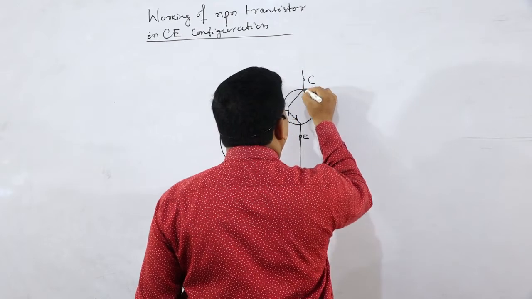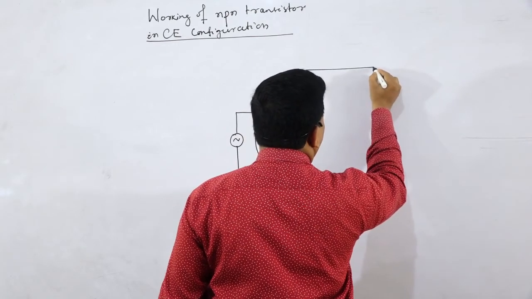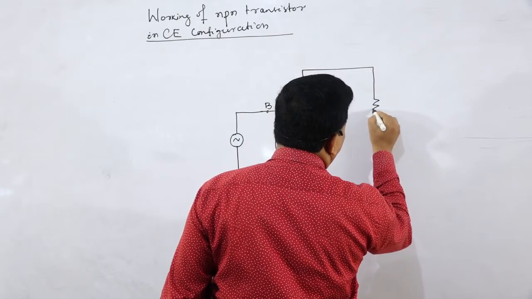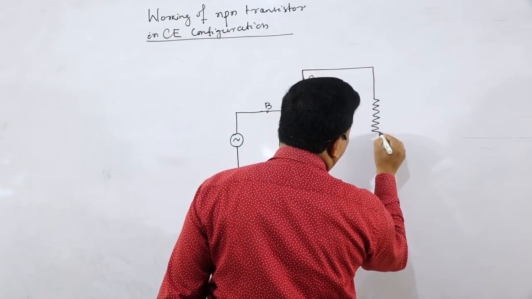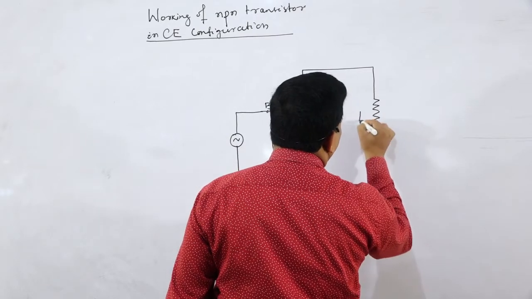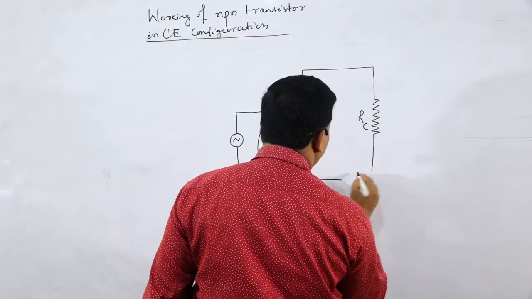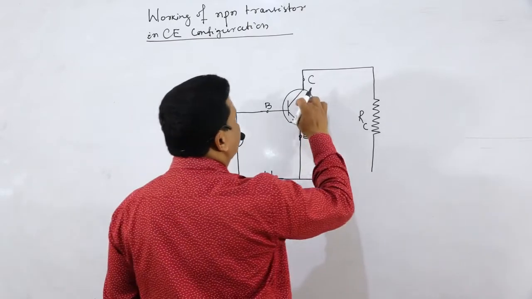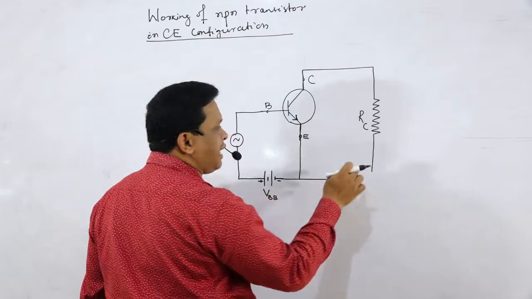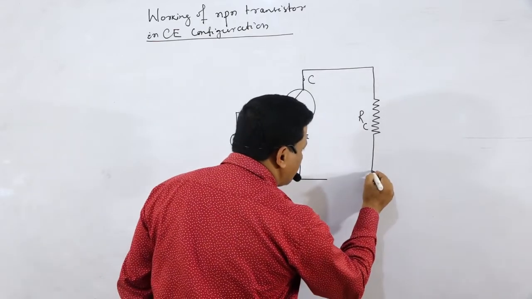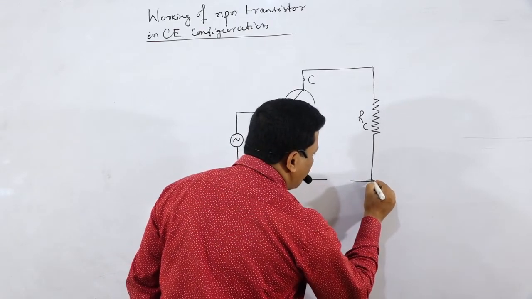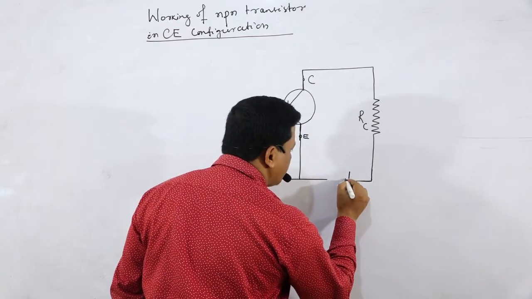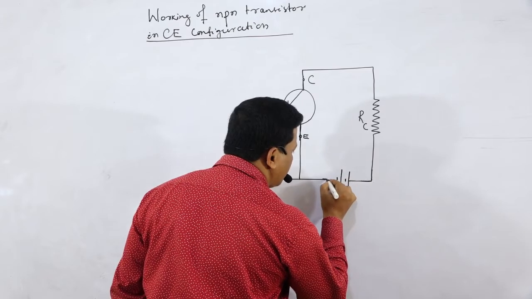Again, the output side, we have to connect a load resistance with the collector. This is known as collector load RC. And the output PN junction should be reverse biased. Here the collector is N material, so to reverse bias it, we must connect the N material with the positive terminal of the battery. Positive terminal, N material positive, so the output PN junction is reverse biased.